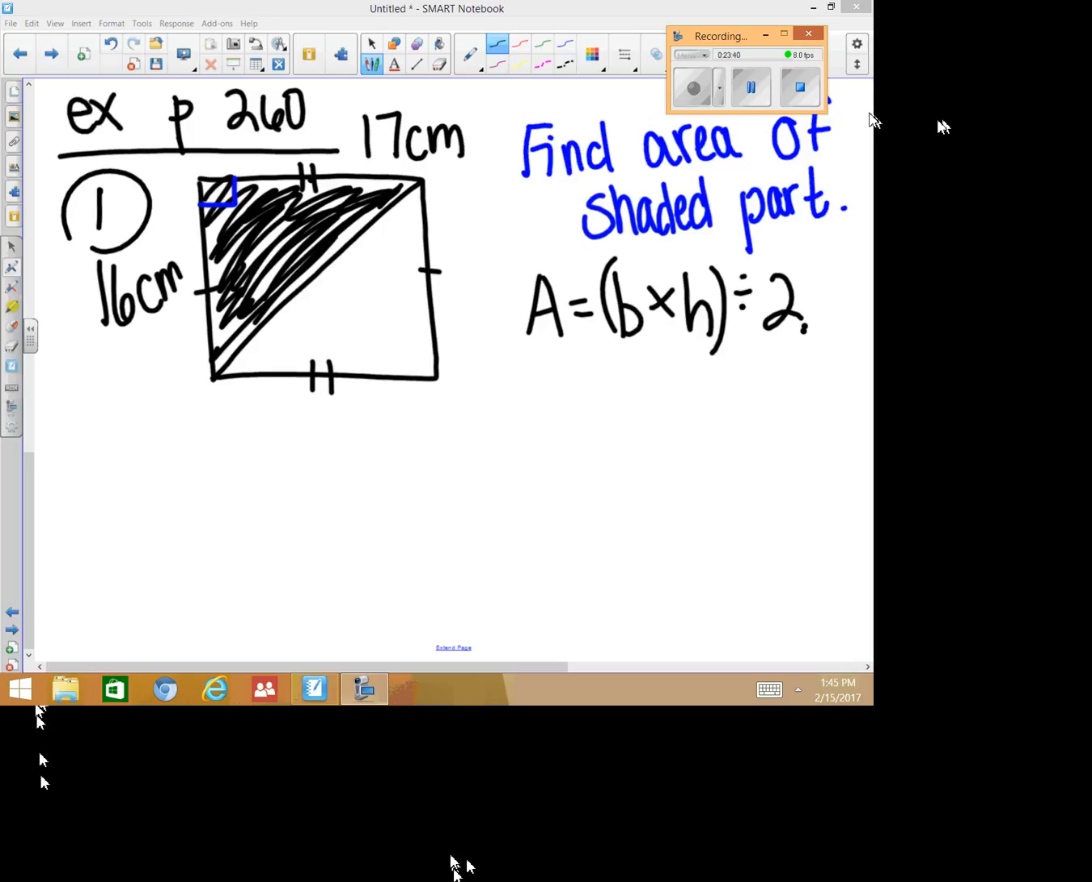How do you know which one's the base? Okay, so which one do you think in this is the base? The top and the bottom. This one? 17. So the 17 is the base. See the bottom? You only want the shaded part. So if the base is 17, what's the height? What makes a 90-degree angle with the base? The 16. That's my height. Now multiply those and then divide them by 2. Tell me what you get.